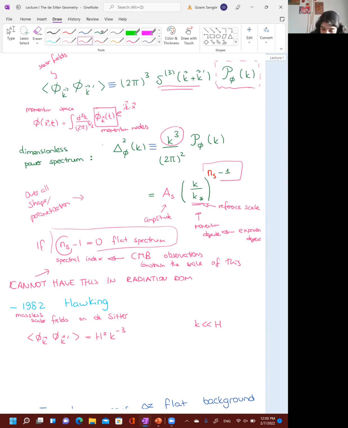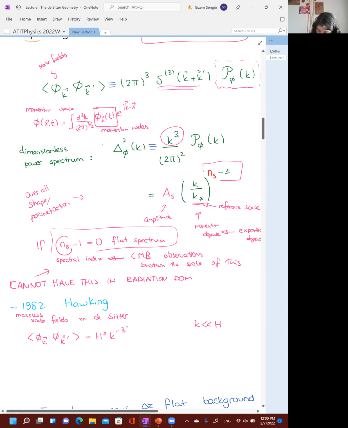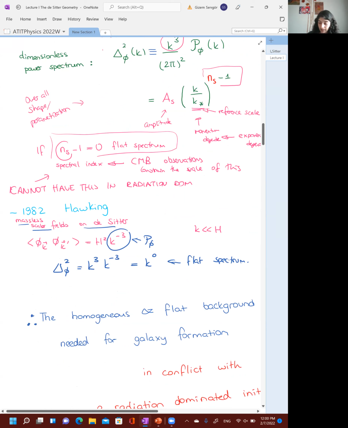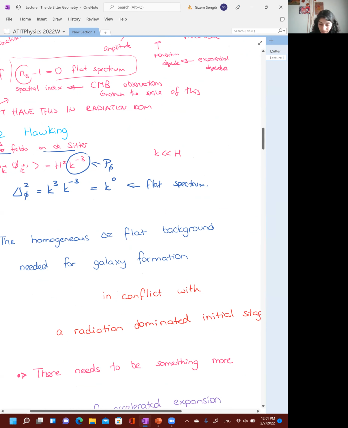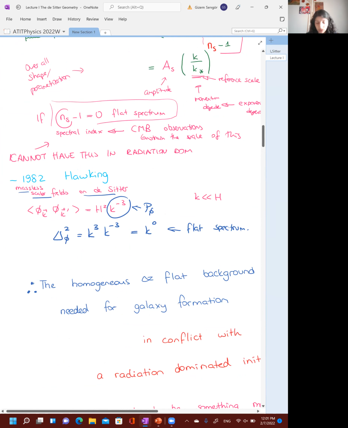So k to the exponent minus 3. Now, if you look at your dimensionless power spectrum, there's a k^3 piece coming from the definition. And so this is the k dependence of what we define as the power spectrum. And then there is this k to the minus 3. So overall, for a massless scalar field on de Sitter, you do get the flat spectrum. Now, so you cannot have this in radiation domination, so there needs to be something more. And that something more, at least ideally, seems to be a de Sitter geometry for the beginning.